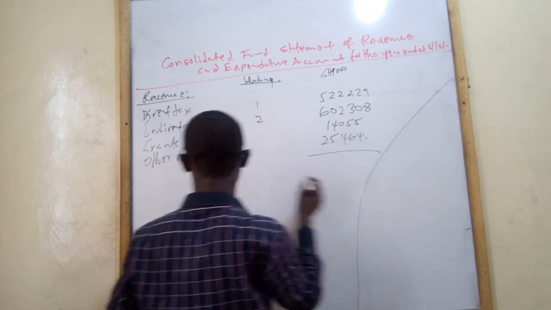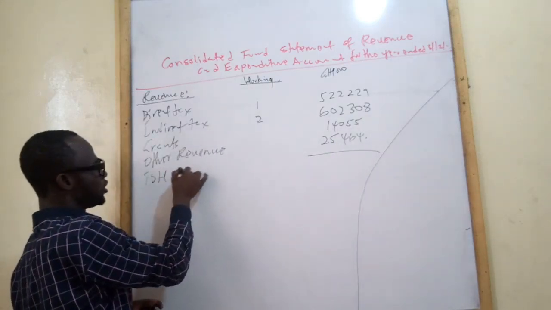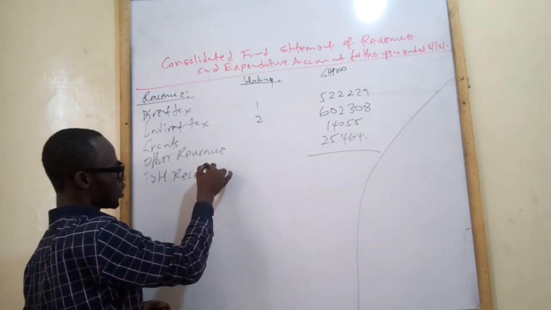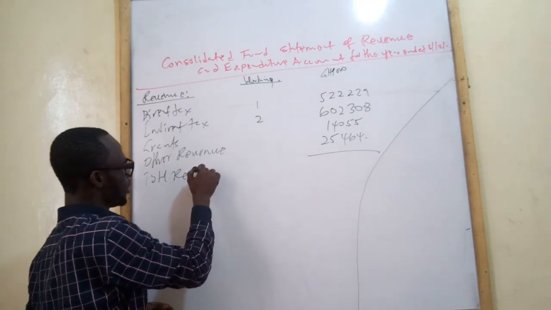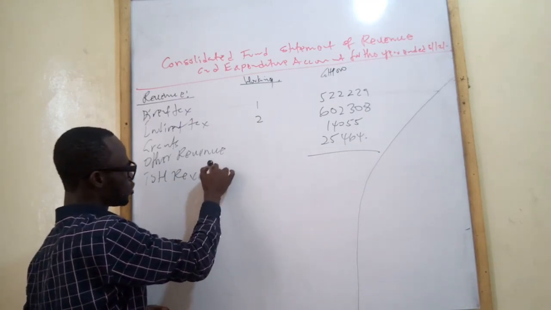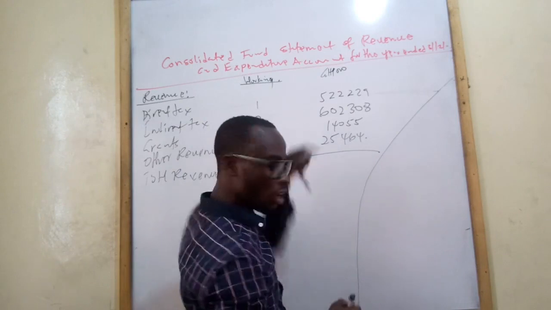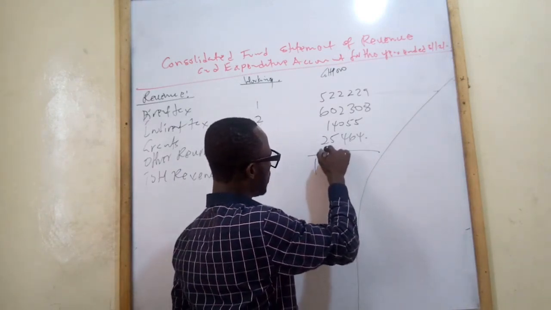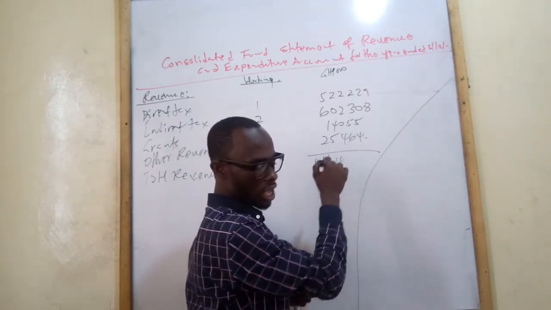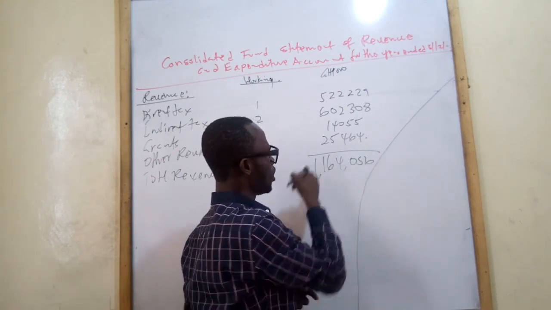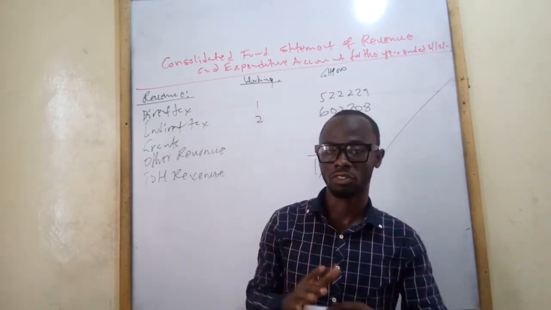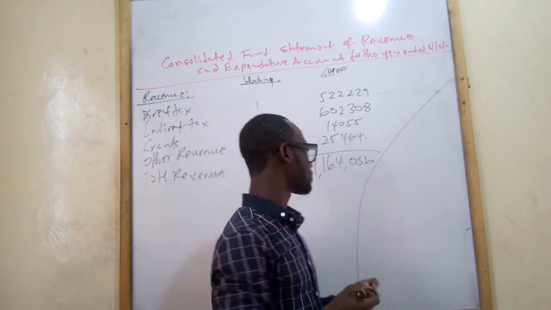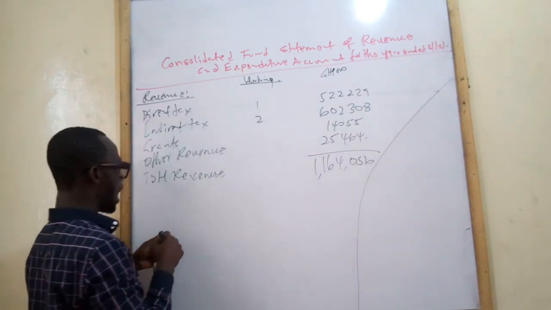So we add all, and that will give us the total receipts, the total revenue. So when we add all these, that will give us 1,164,056. Then we bring our expenditure.